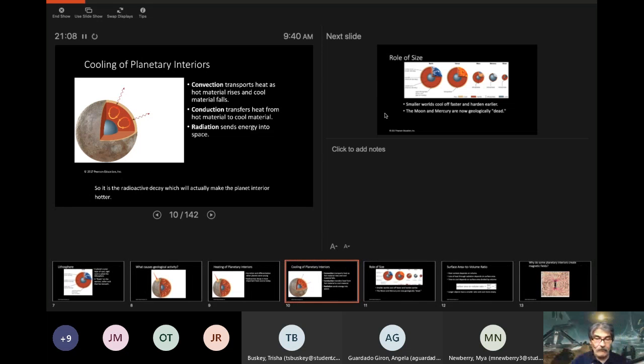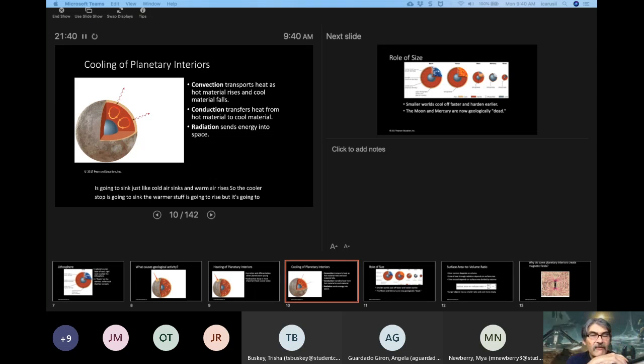Now, another thing I want to mention here is because of the fact that the core is a liquid and the mantle is a semi-liquid, what's it going to do? Part of it that cools down is going to sink, just like cold air sinks and warm air rises. So the cooler stuff is going to sink, the warmer stuff is going to rise, but it's going to be in a cyclical form. And we call this cycle convection.